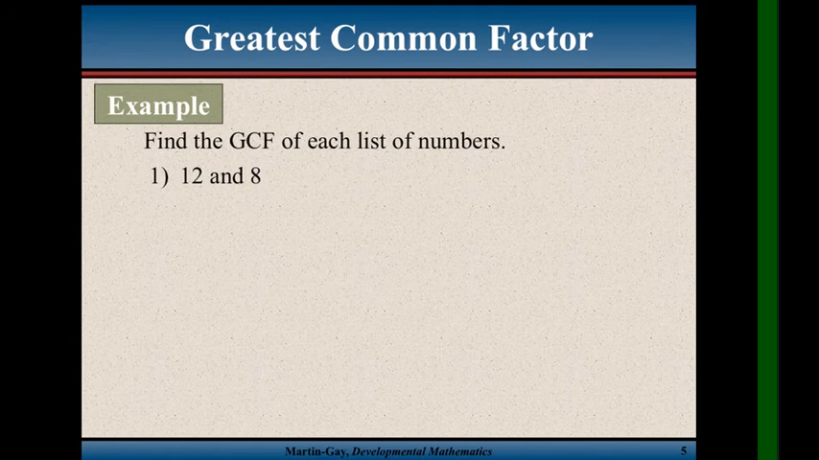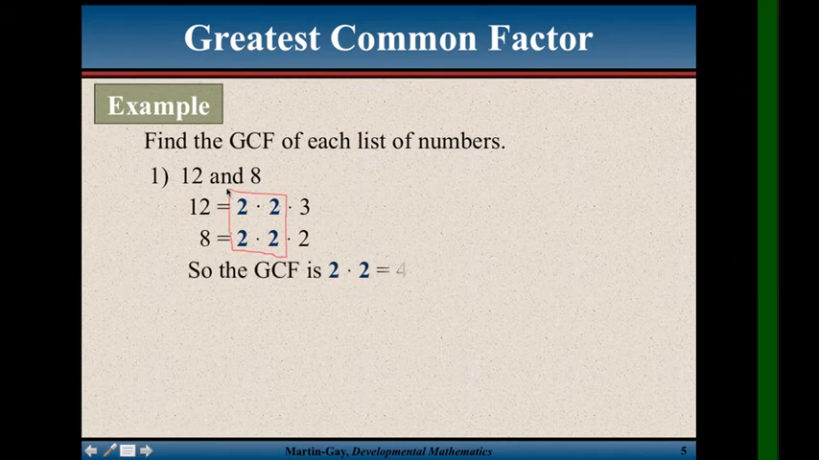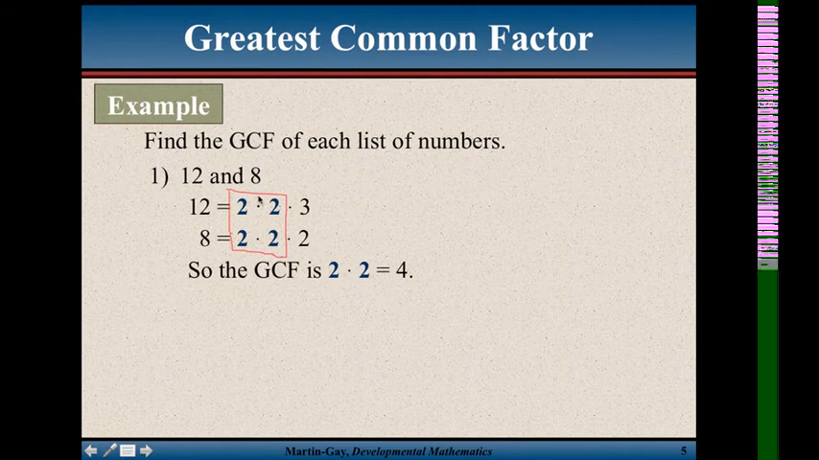Number 1, 12 and 18. So 12 is equal to 2 times 2 times 3. Those are the factors of 12 because 2 times 2 is 4 times 3 is 12. 8 is 2 times 2 times 2. So the common factors that we have here are 2 and 2. Ito yung mga pareho. These are the similar factors that we have for 12 and 8. So we will get them. So we have 2 times 2, which is equal to 4.